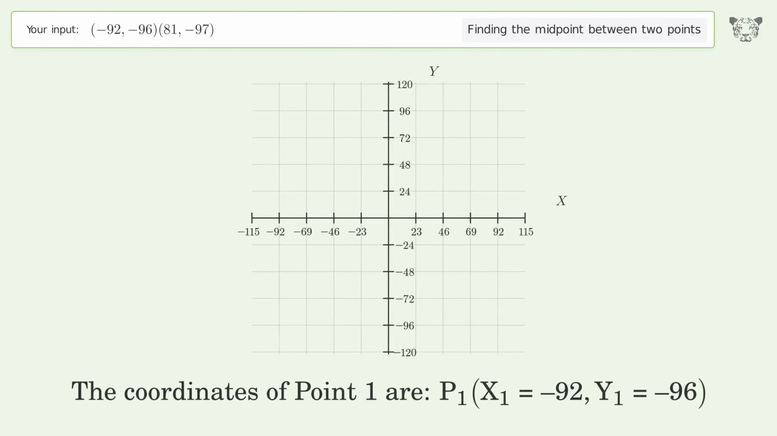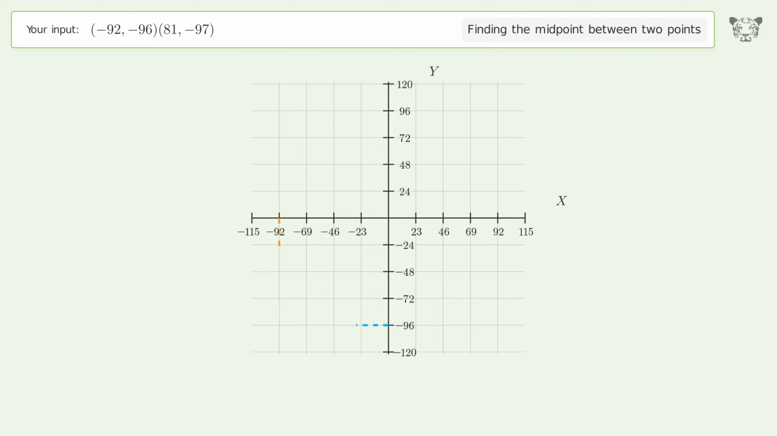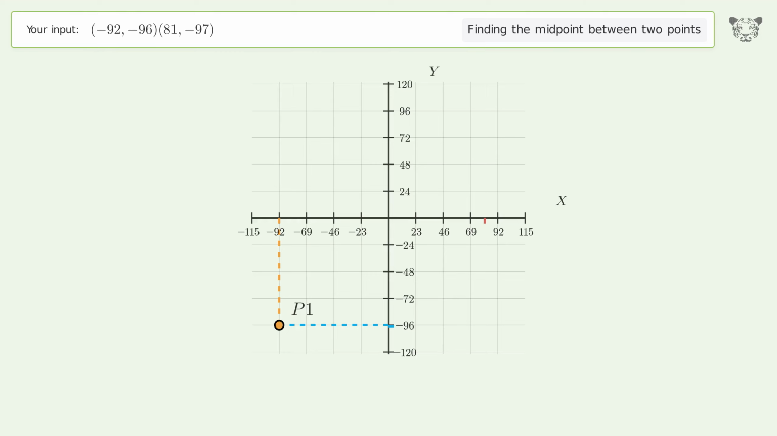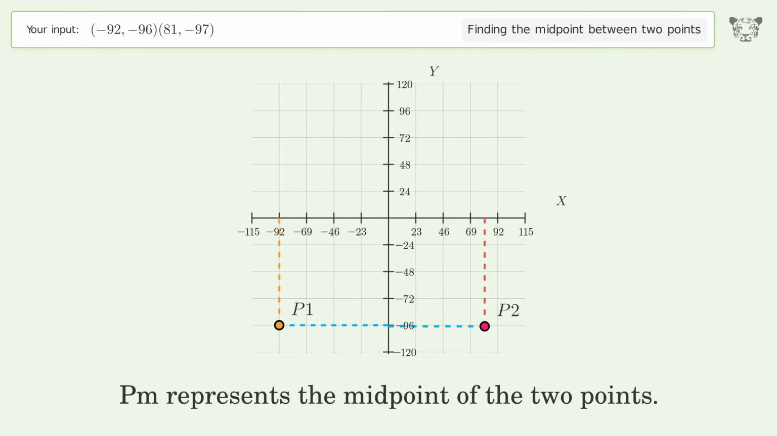The coordinates of point 1 are, x1 equals -92, y1 equals -96. The coordinates of point 2 are, x2 equals 81, y2 equals -97. PM represents the midpoint of the 2 points.